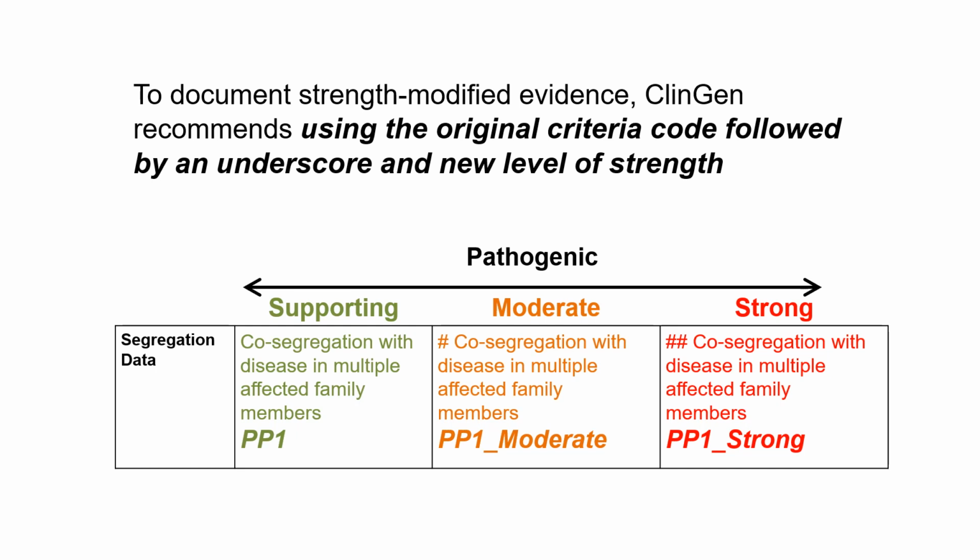What we decided upon was, when you're modifying evidence, to use the initial code followed by an underscore and then the new strength. So for example, seen here, segregation data was in the guidelines as a pathogenic supporting piece of evidence, PP1. And if you want to move it up to a moderate level, you would do PP1_moderate. And if you want to move it up to strong, PP1_strong. And again, this is the nomenclature that the different expert panels use, as well as the nomenclature you would see within our variant curation interface.